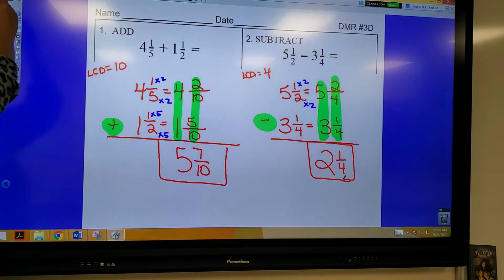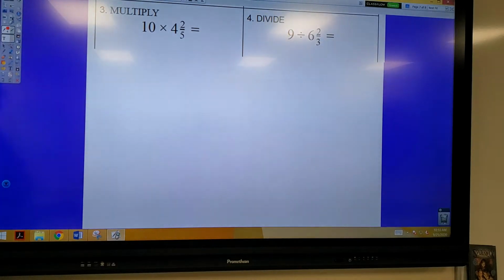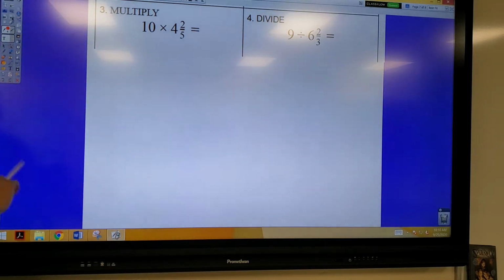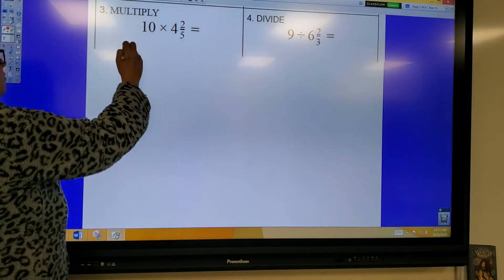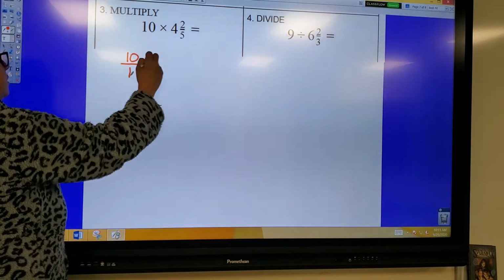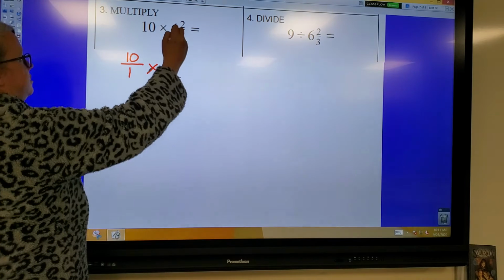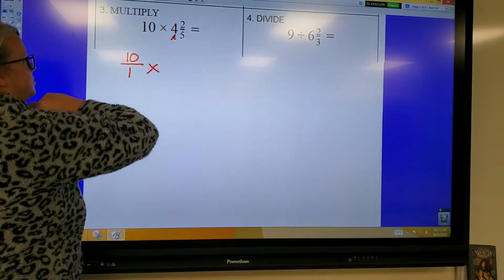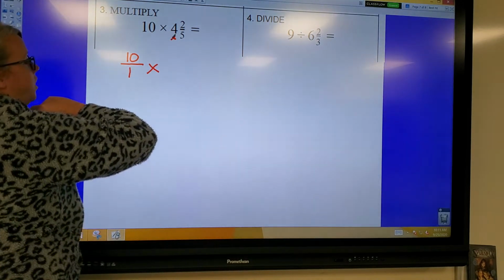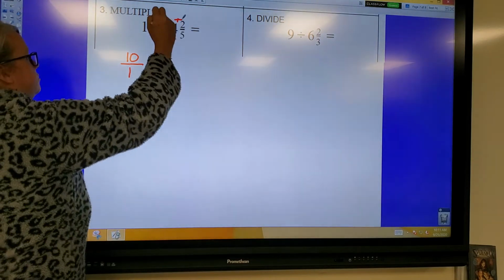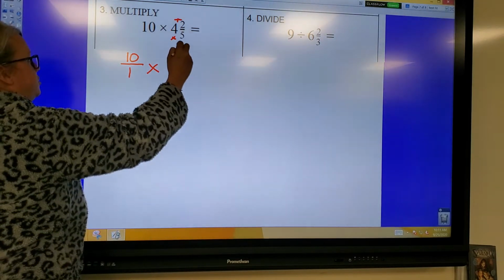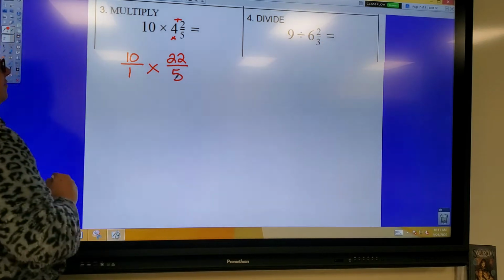Moving on to multiplying and dividing. Again, for multiplying and dividing, we do not need the same denominators, but we have to have these numbers in fraction form. So for number 3, I'm going to write 10 in fraction form by writing it 10 over 1 times 4 and 2/5. Remember, you're doing your denominator times your whole number. So 5 times 4 is 20, plus your numerator. 20 plus 2 is 22 over 5.